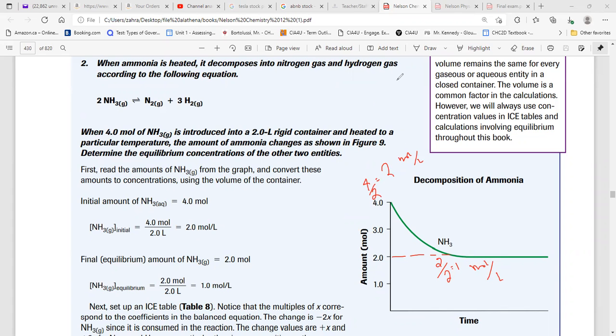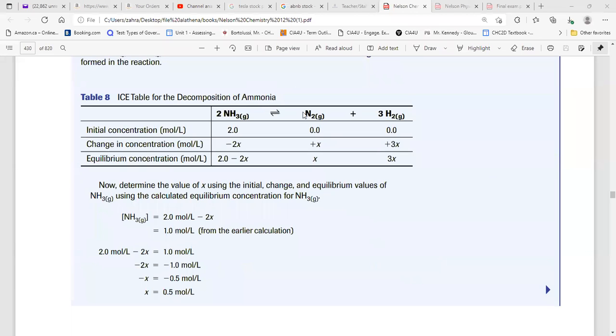Now we need to establish the ICE table. So let's do that ICE table. Just write down the reaction. Initially, this is 2 mole per liter. We have nothing at the beginning for the products. Since the coefficient is 2, the change is going to be negative 2x. Here the coefficient is 1, it's going to be positive 1x. Here it's 3, it's going to be positive 3x. So the equilibrium would be 2 minus 2x, 0 plus x, 0 plus 3x.